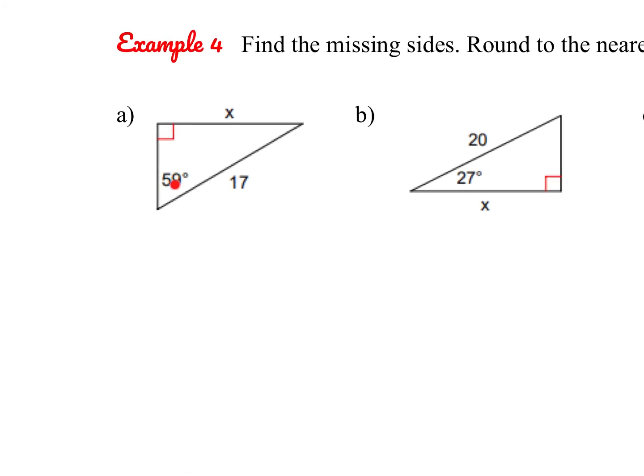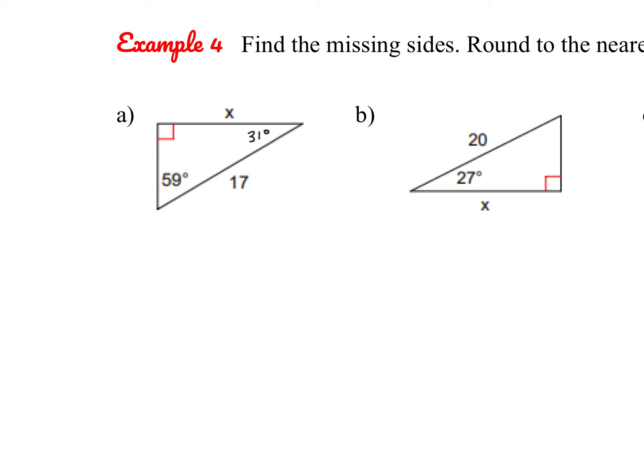We are given that this angle is 59 degrees. I do want to point out we could easily figure out that this angle is 31 degrees because the angles must add up to 180. So you do 180 minus 90 minus 59, but let's work with this angle anyways.